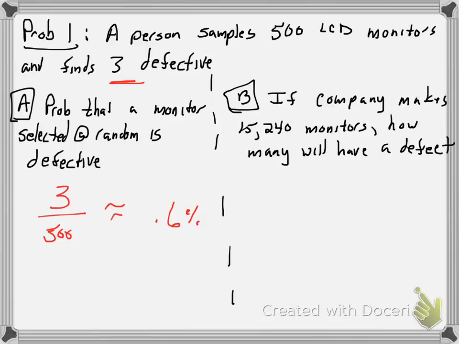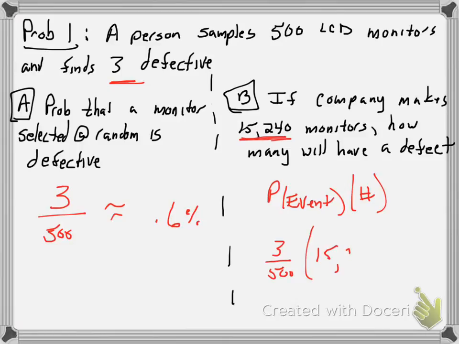If the company makes 15,240 monitors, how many will have a defect? This is what they call expected value. Expected value, you take your probability of your event, times the number of whatever you're talking about. So the probability of my event of getting a defective is 3 over 500 times 15,240. Okay, and that gives me about 91.44. So you would expect 91 monitors to be defective. That's my answer.